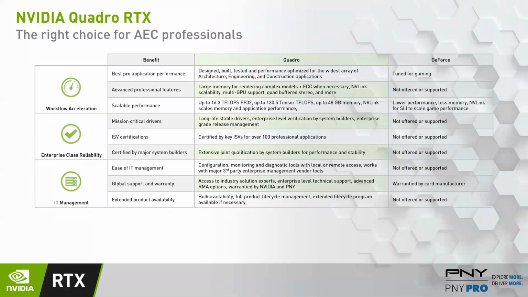Gaming can get by with less memory than the design work you're doing. So the large memory offered in the Quadro boards, from 8 gigabytes to 16 to 24 to 48, the ability to support multi-GPUs, NVLink, and quad-buffered stereo gives you the advanced features that allow you to grow the capabilities of your workstation as your design and business needs dictate.